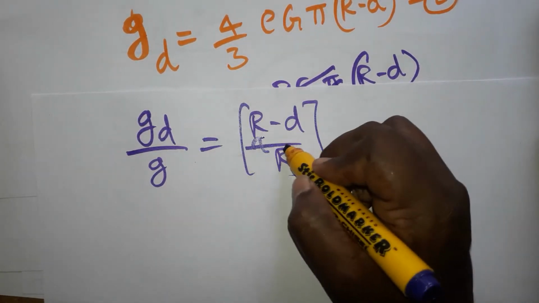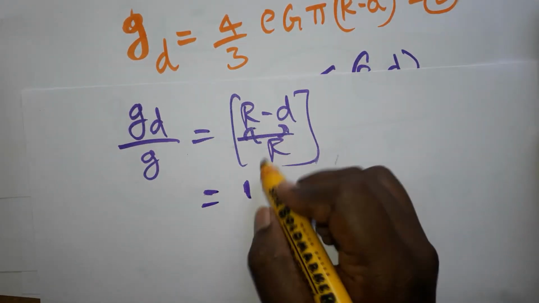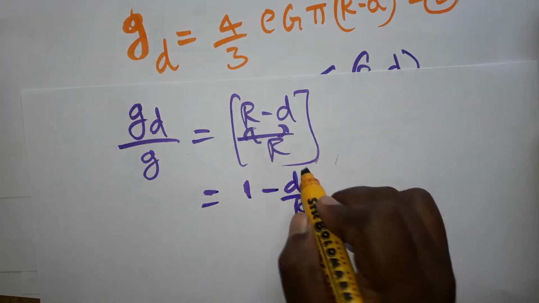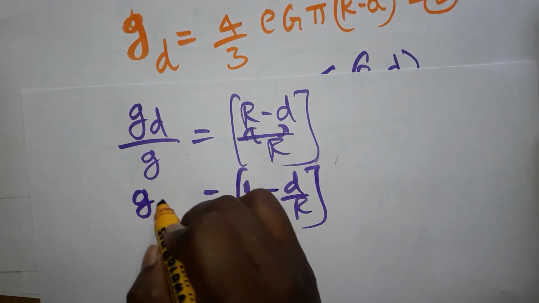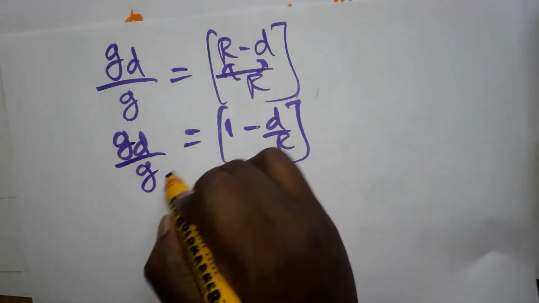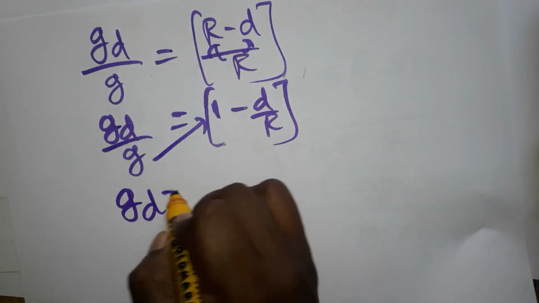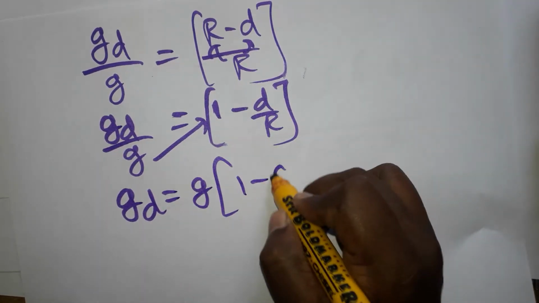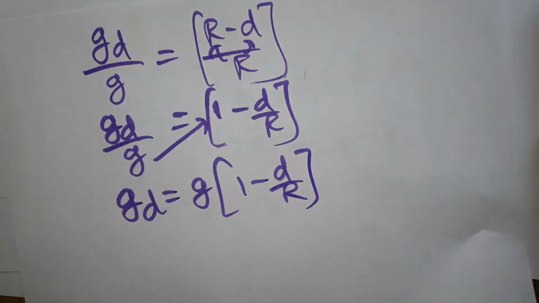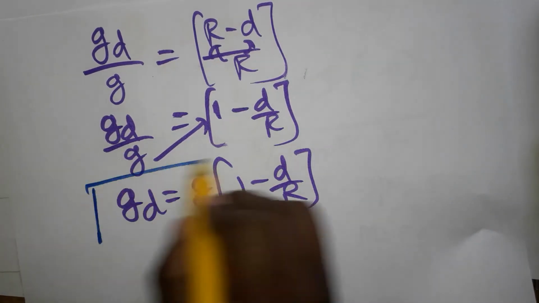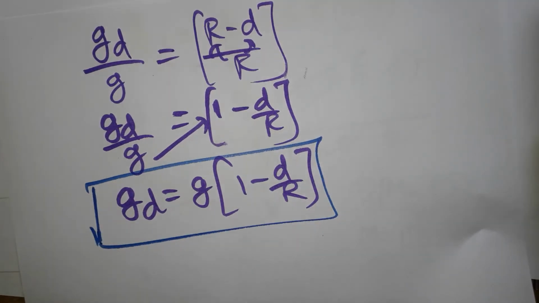With a common LCM, you can take it as r by r, so 1 minus d divided by r is equal to gd divided by g. So I am bringing this g here. So gd is equal to g times (1 minus d divided by r). So it is the gravitation at depth, gravitation at some depth. So the second point also, we got gravitation at some depth.